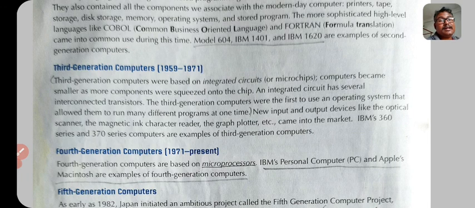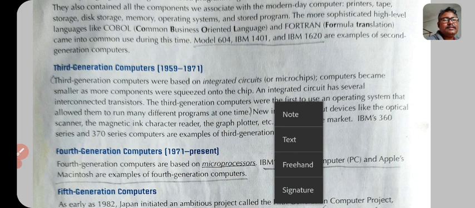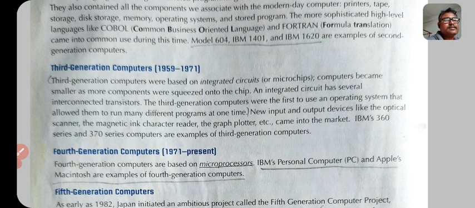Computers became smaller as more components were squeezed onto the chip. An integrated circuit has several interconnected transistors. The third generation computers were the first to use an operating system that allowed them to run many different programs at one time. New input and output devices like the optical scanner, the magnetic ink character reader, graph plotter, etc. came into the market, and IBM 360 series and 370 series computers are examples of third generation computers.